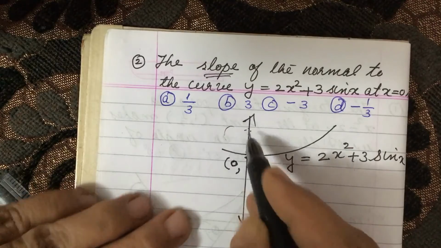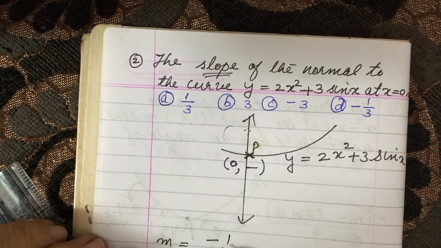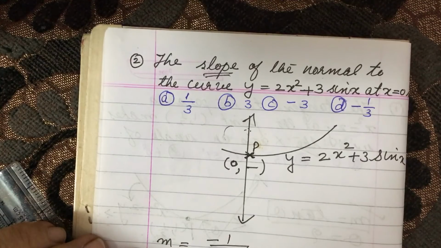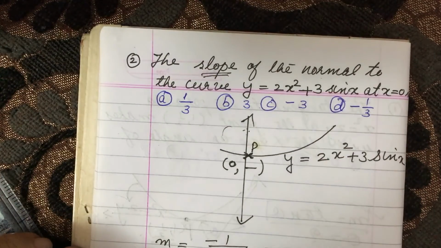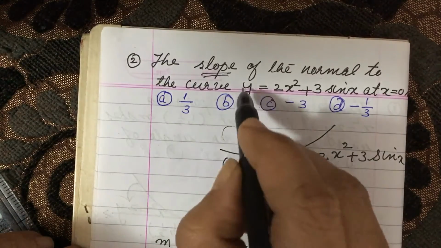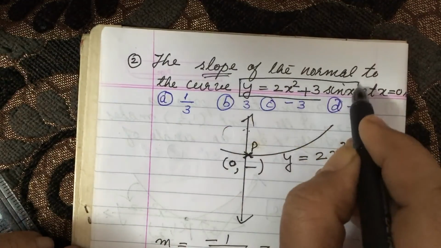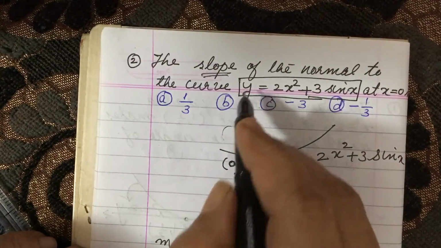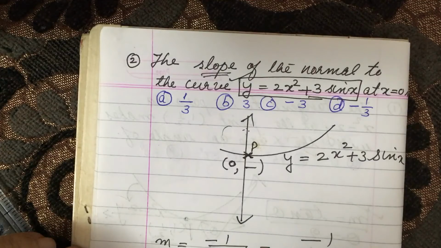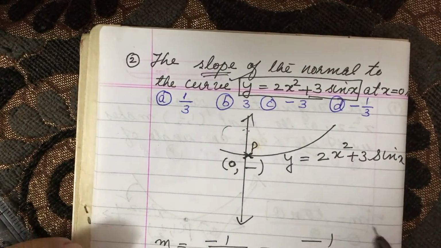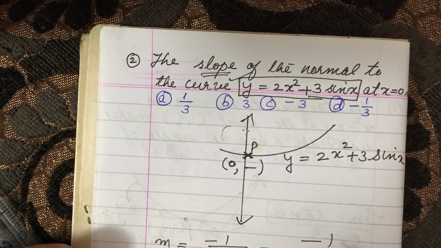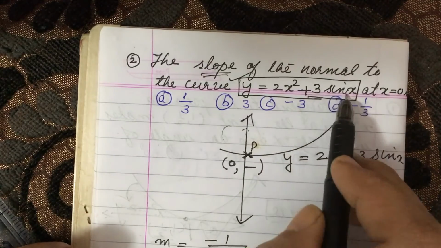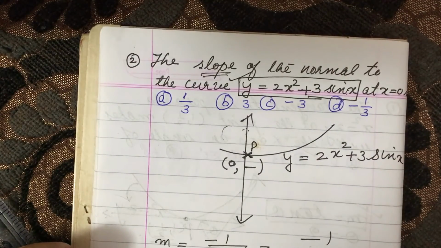Now how to find the slope of the normal? Slope of the normal is minus 1 by dy by dx at P. And from where will you get dy by dx? That is from the equation of the curve. So next you have to find dy by dx. It is very easy. This equation you have to differentiate. Differentiating with respect to x, you get dy by dx directly as 2 into derivative of x square, which is 2x, so 2 into 2x, that is 4x, plus 3 into derivative of sin x, which is cos x.